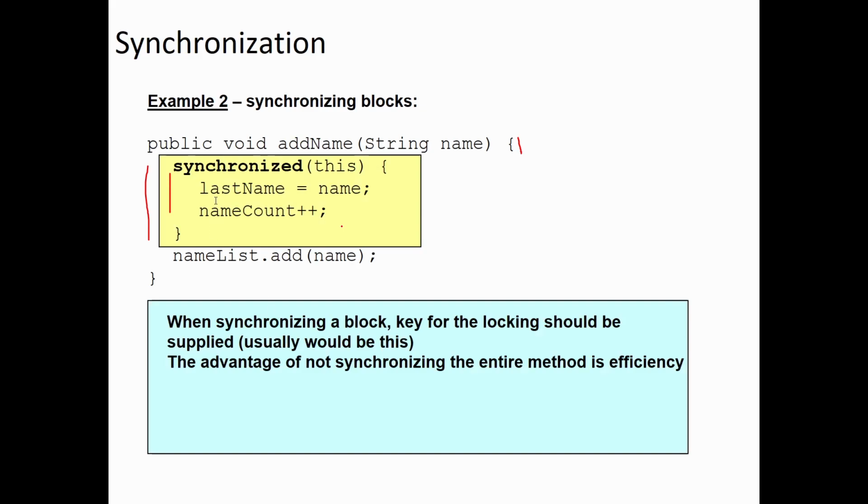So when synchronizing a block, a key for the locking should be supplied. Most common is to use this, but it could be any object. So if you want to have global blocking, you could have a global object and use it to prevent others from doing things at the same time. Of course, synchronization is not always needed, but if you are accessing the same data, you have to.